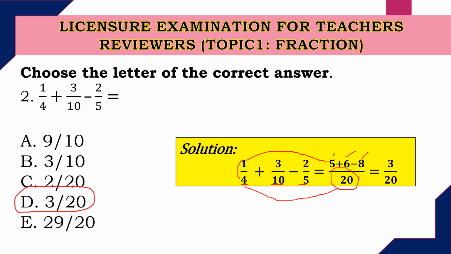Next, 20 divided by 10 is 2, times 3 is 6. Kaya nakuha po yung 6. Next, 20 divided by 5 is 4, and 4 times 2 is 8. Kaya po nakuha yung 8. So, 5 plus 6 is 11, minus 8 is 3. So, we have 3 over 20.